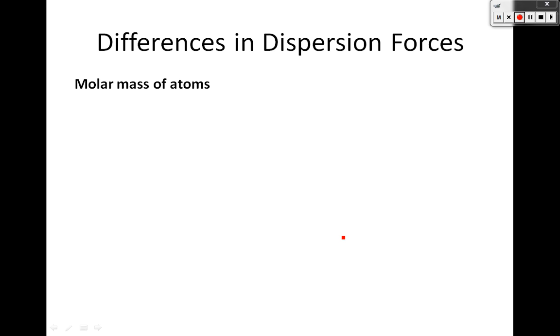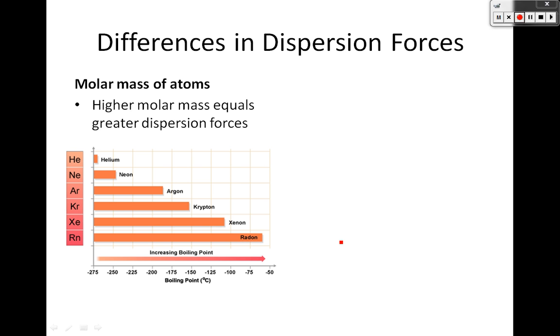So one of the things we could look at is the molar mass of atoms, okay? So let's say that the higher molar mass is going to equal greater dispersion forces. You can think about it this way. Something with a higher molar mass is going to have electrons that are further away from the nucleus, and I'm going to give you an example of this. And so they're more susceptible to an instantaneous dipole from a neighboring atom because they're not bonded as tightly to the nucleus. So let's look at an example with the noble gases.